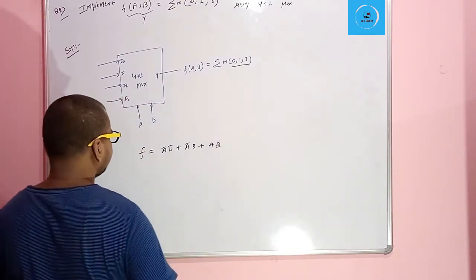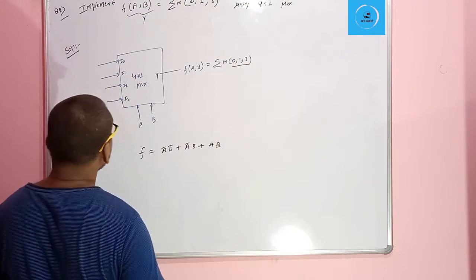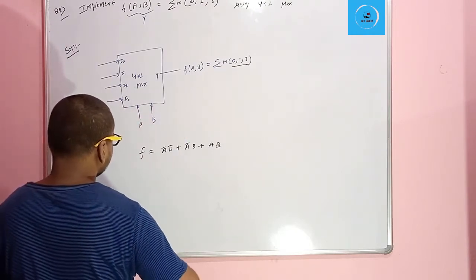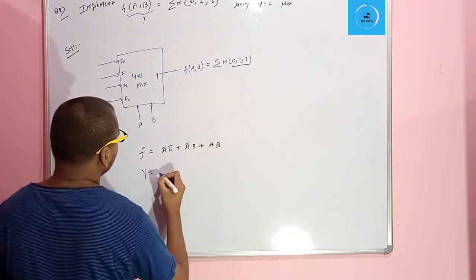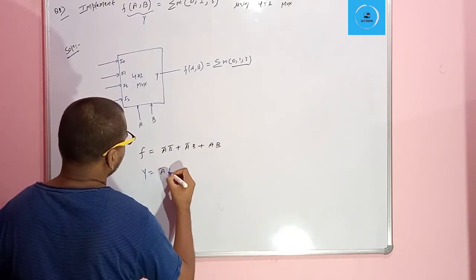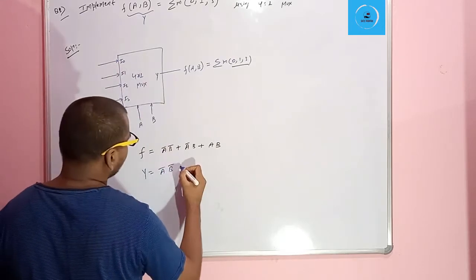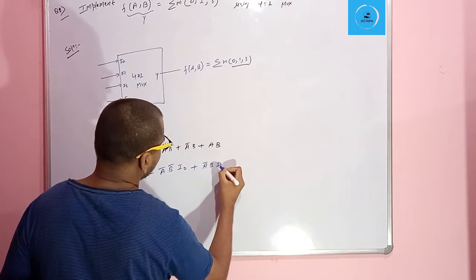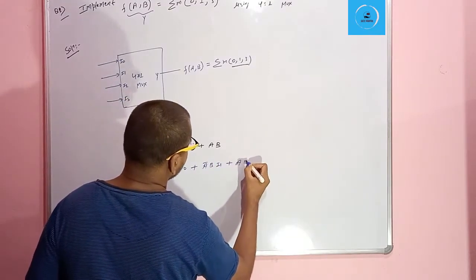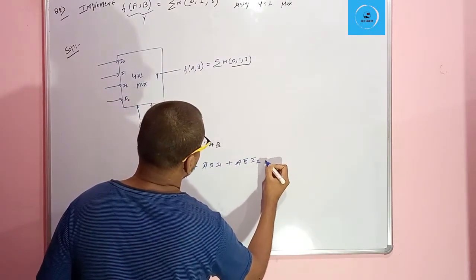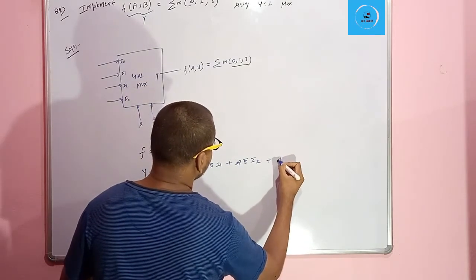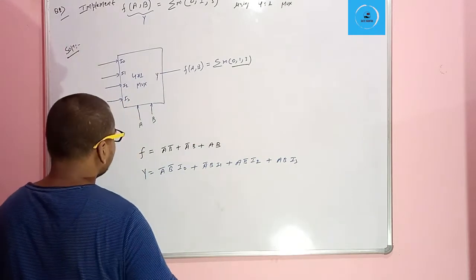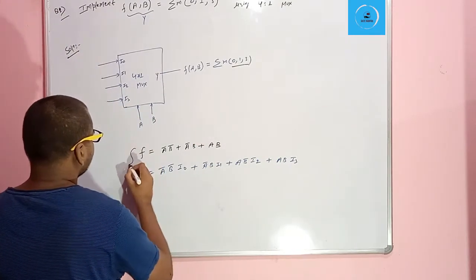So here, when we write the expression for the output y, y will be equal to a bar b bar I0, plus a bar b I1, plus a b bar I2, and plus a b I3. Now compare these two equations.